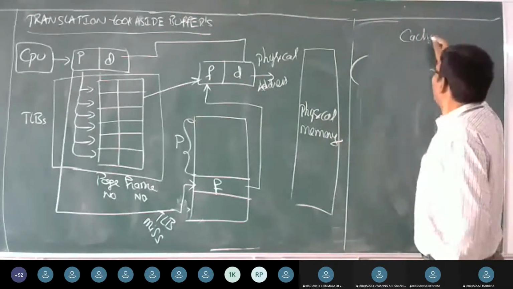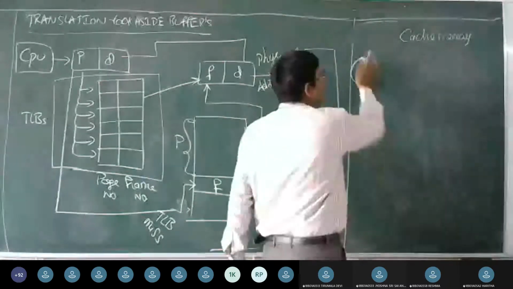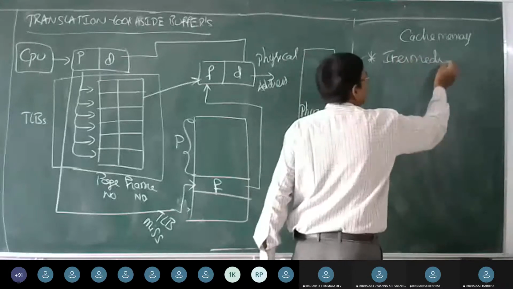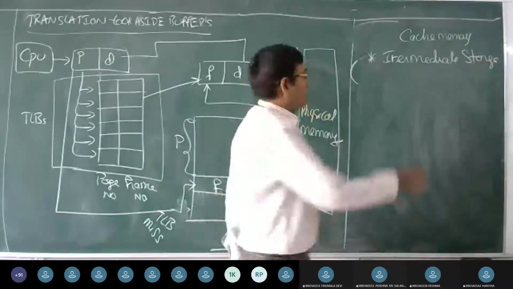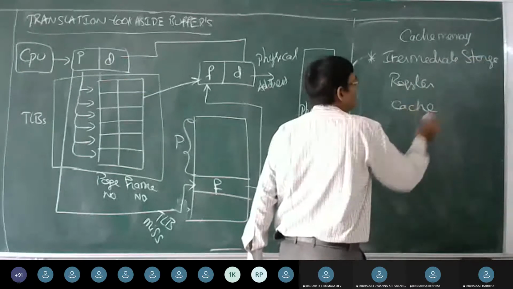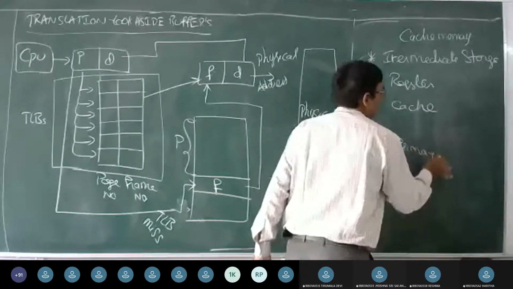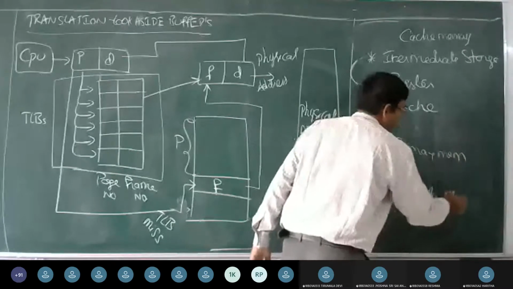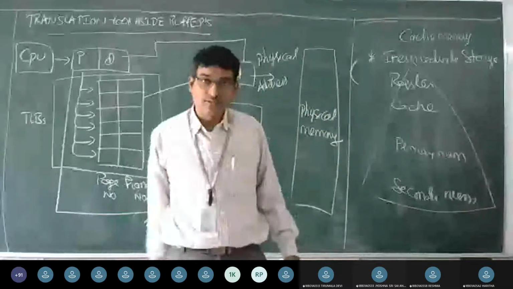Now, we had an idea of cache memory, and we were mentioning it is an intermediate storage. That means the organization was register, followed by cache, followed by primary memory, and followed by secondary memory. So I can draw a triangle, a pyramid like this.